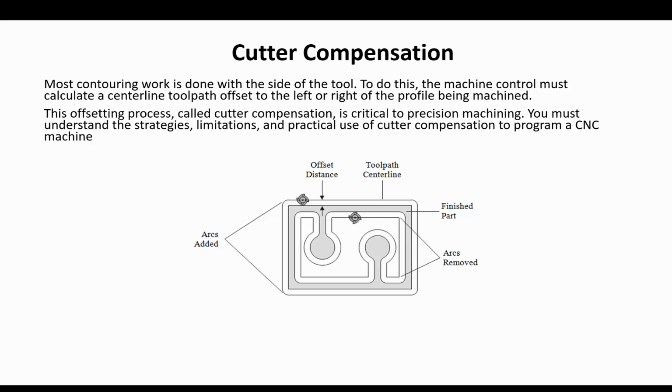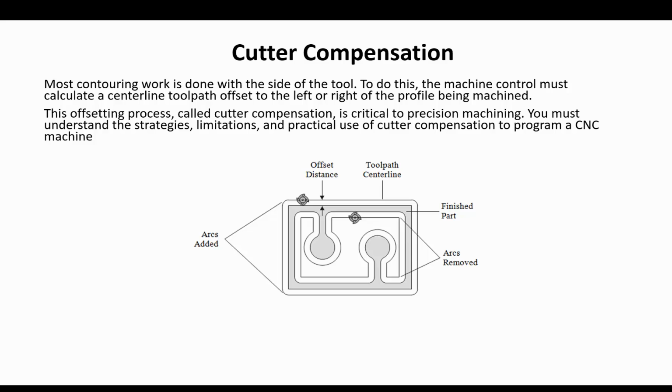In this video, I'm going to explain the cutter compensation options. Most contouring work is done with the side of the tool. To do this, the machine control must calculate a centerline toolpath offset to the left or right of the profile being machined. This offsetting process, called cutter compensation, is critical to precision machining. You must understand the strategies, limitations, and practical use of cutter compensation to program a CNC machine.